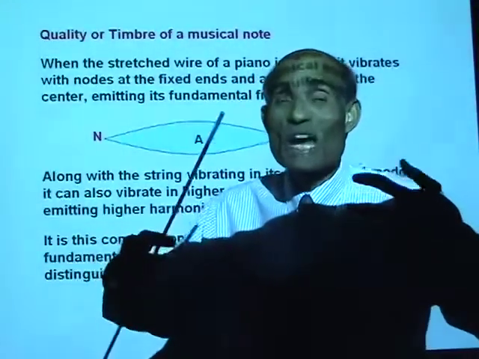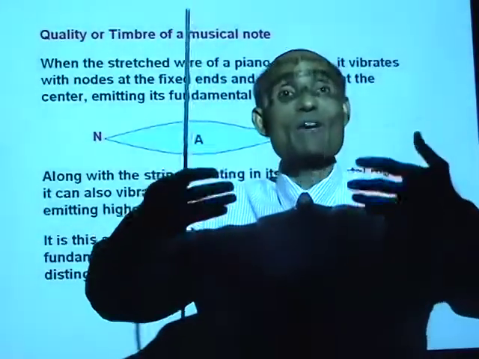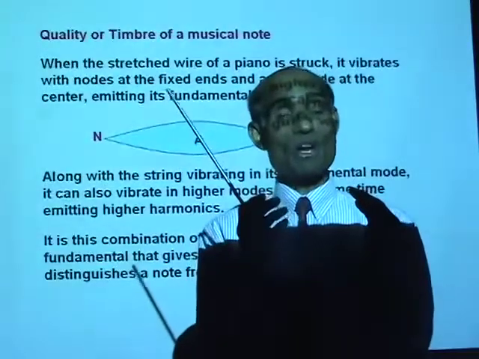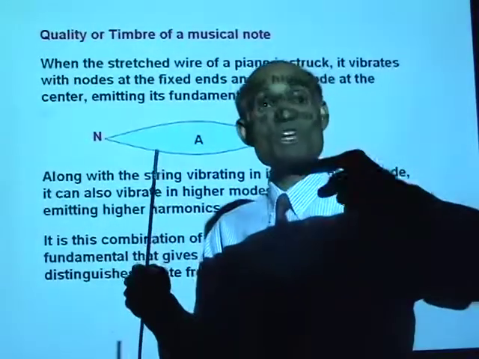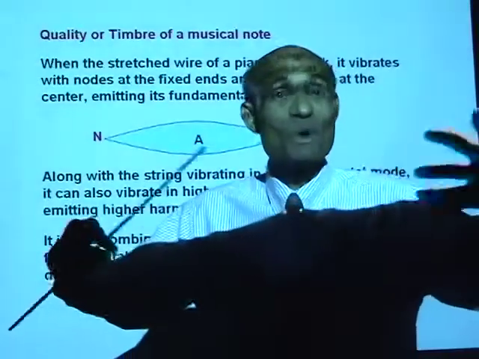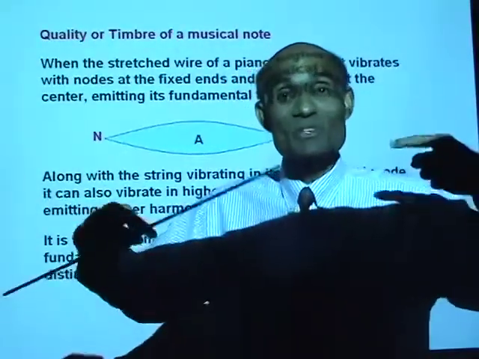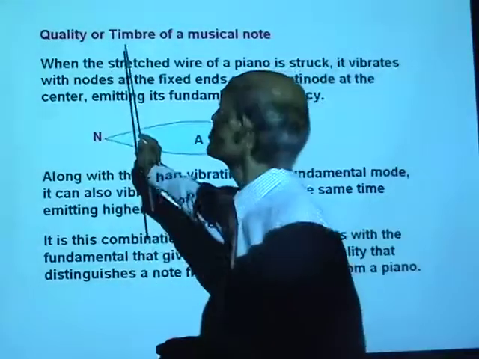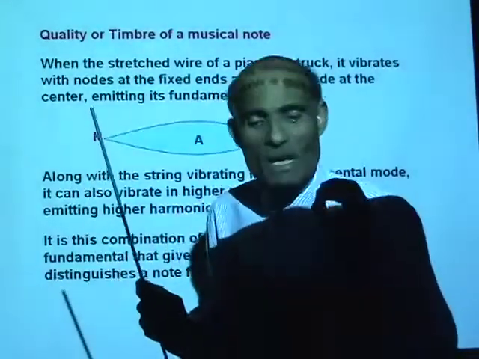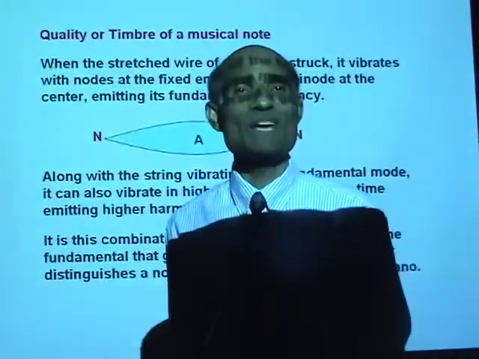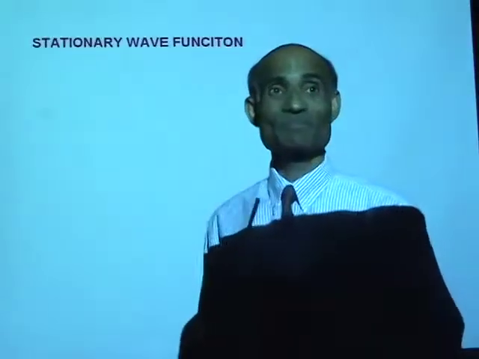the vibration can also be in the higher harmonics. It is the combination of the higher harmonics. In different musical instruments, the combinations of the higher harmonics will be different. And that difference in the combinations of the higher harmonics produces that particular timbre of the sound that comes from a particular musical instrument. Alright?